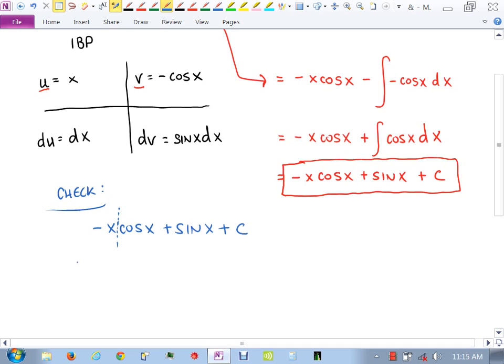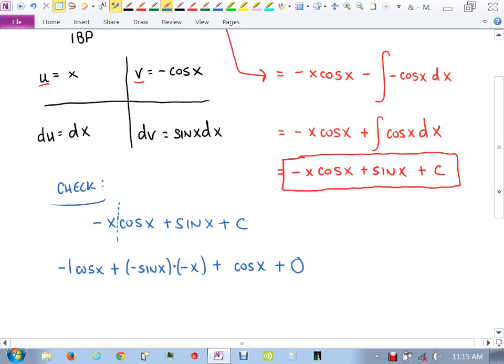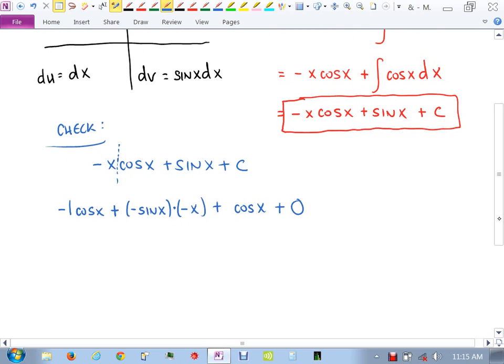So let me just do this product rule real quick. The derivative of negative x is negative 1 times the cosine x plus derivative cosine x, which is negative sine x times negative x, plus, now derivative of sine is cosine, plus derivative of c is 0. That's what you would get. Now, this and this cancel. And negative sine x times negative x is positive x sine x, which is the integrand. That's what we were trying to integrate. So it checks.